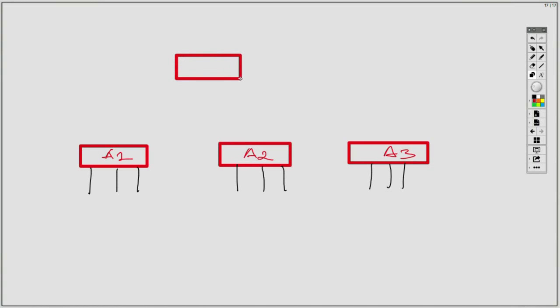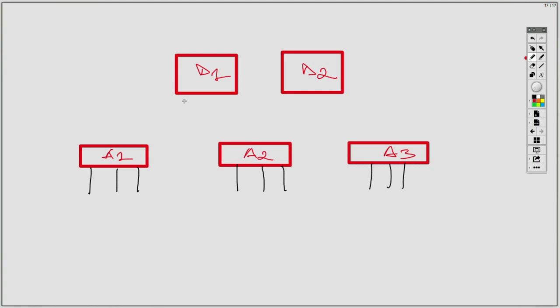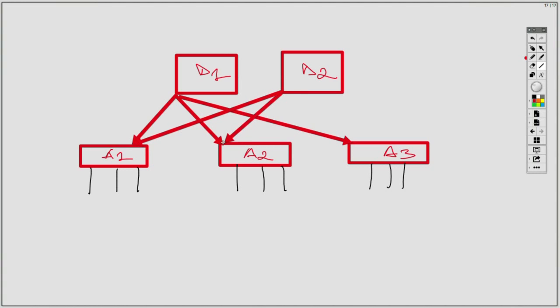And of course you're going to have a distribution level, or a core, or a collapsed distribution core level, whatever it is, with maybe redundancy at the switch level. So this is going to be distribution 1, distribution 2. Those are going to be connected to all access switches in a redundant way. So access switches will be connected to both distribution switches.